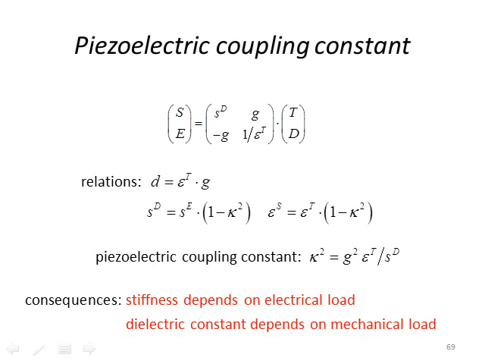So we can derive the properties of this as well, and we see that our piezoelectric coupling coefficient kappa squared now is g squared times epsilon^T divided by S^D. Consequences. Stiffness depends on electrical load. Dielectric constant depends on mechanical load.